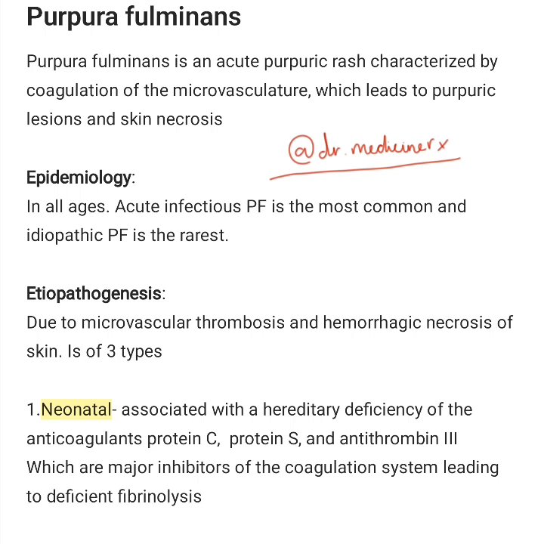Coming to epidemiology, it is seen in all ages, so it affects all age groups such as the neonates, the young adults or even older individuals. And there are three types of purpura fulminans, of which acute infectious is the most common type and idiopathic purpura fulminans is the rarest type.